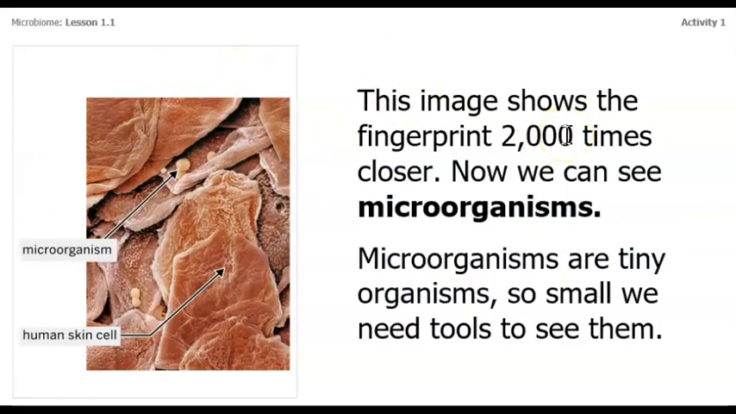Now, if we zoom in on that last image of our thumb by 2,000 times, so we're 2,000 times closer, we can actually see microorganisms that are living on your thumb. They're so small that we need tools to see them. You can't see them with the naked eye. So if you see up here, where this arrow is pointing, we have a tiny microorganism. And this arrow right here is showing a human skin cell. So this is a cell. And this is a microorganism that's even smaller than that cell.